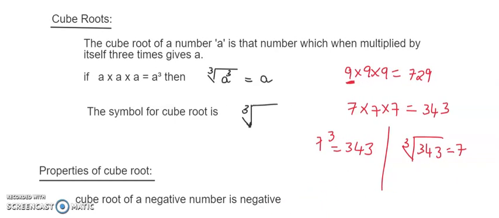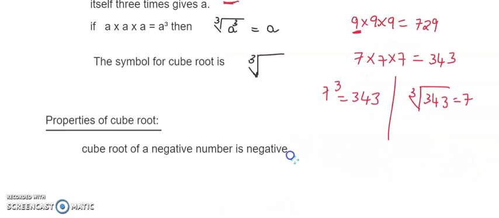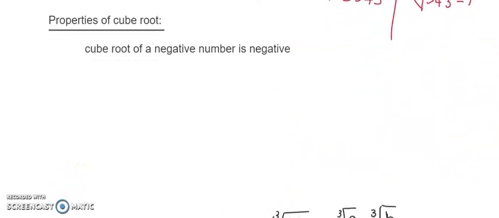Correct? So should I read out the definition again? The cube root of a number is that number which is multiplied by itself 3 times. So here we multiplied 7 three times. That's when we get the cube root. Sorry, the cube of 7 is 343. So cube root of 343 is 7, and this is the symbol. Am I clear?